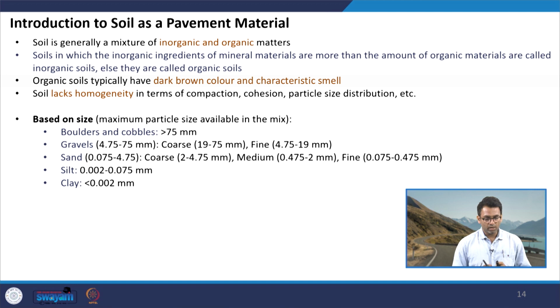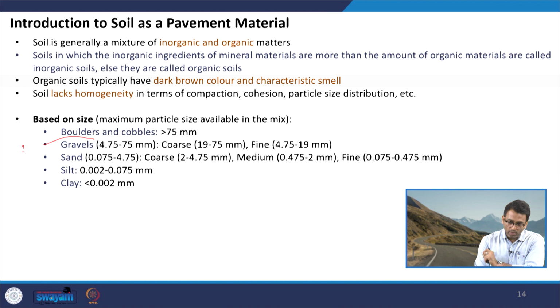Depending on the size, it can be categorized as boulders and cobbles. Boulders and cobbles are soil particles with size more than 75 mm. Then we have gravels. Gravels are those soil particles whose size ranges from 4.75 mm to 75 mm. Some specifications also use 2 mm as the dividing criterion rather than 4.75 mm. So, they say that particles greater than 2 mm and less than 75 mm are gravels.